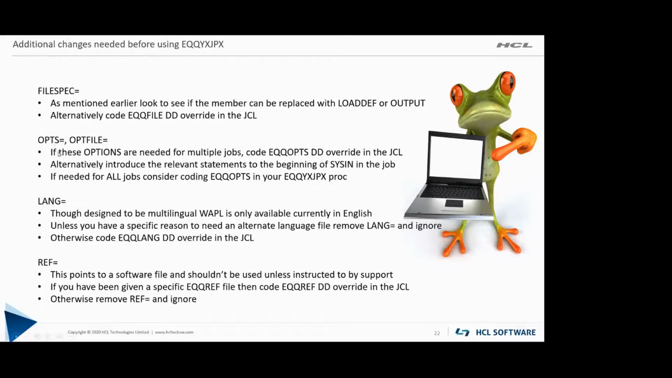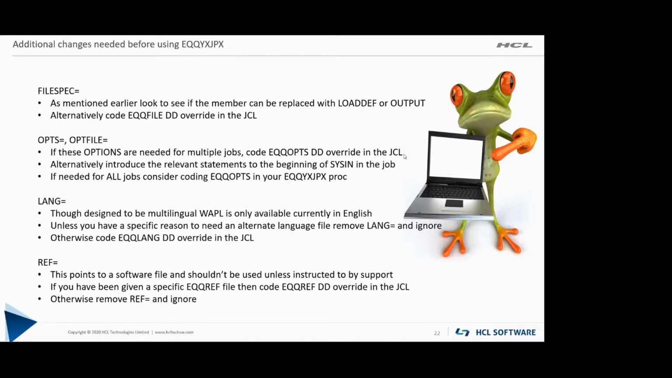If you're using the ops equals or ops file equals symbolics, then these are options that are loaded every time everybody runs WAPL. So first off, have a good think. Do you really need to do this? Is this something that every single job needs to do? If not, then you take EQQ ops straight out of the JPX proc. You don't put it in there. But for jobs where you do feel you want to use EQQ ops, you can code the DD statement in the individual jobs.